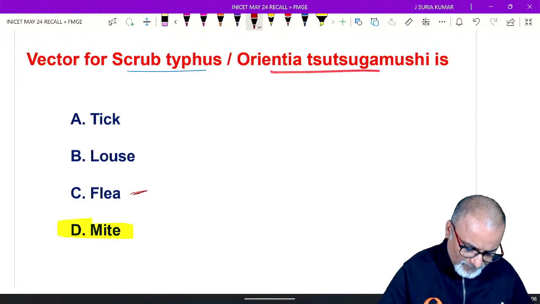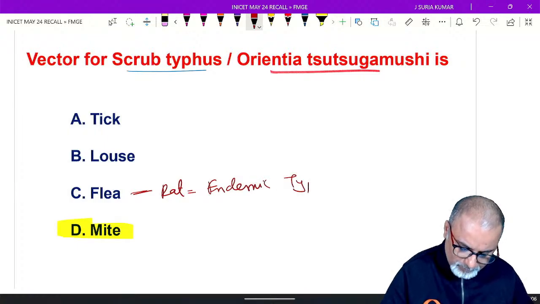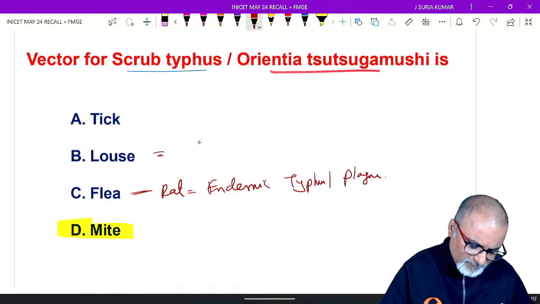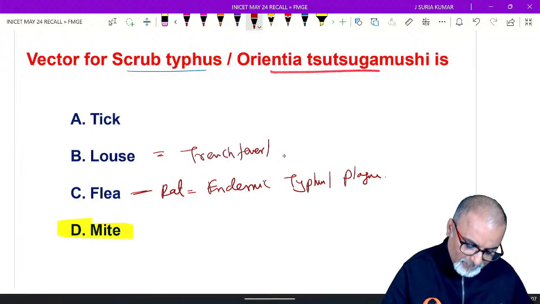Rat flea is the vector for endemic typhus and plague. Louse is the vector for trench fever and epidemic typhus.